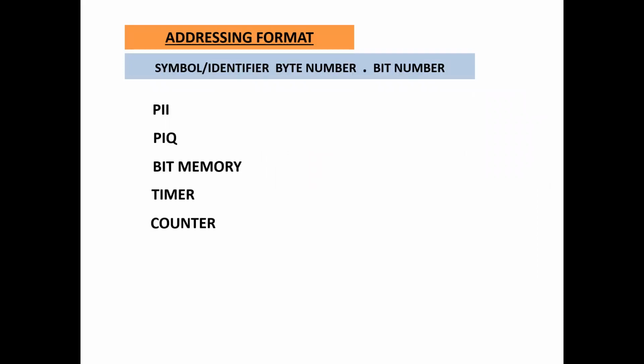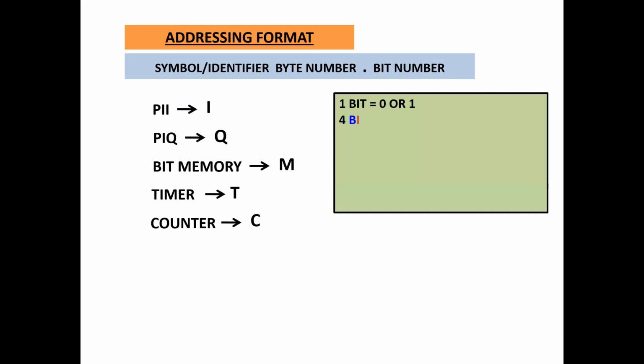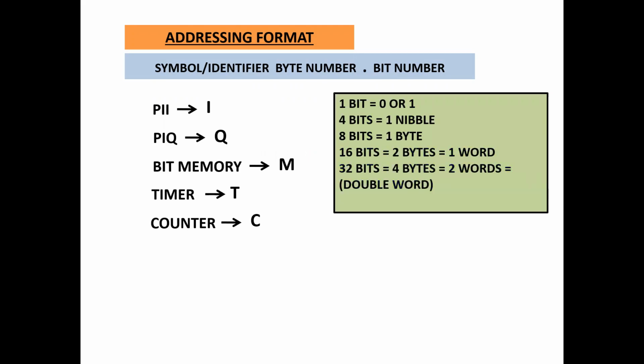Okay, byte number dot bit number order. Here also it has PIA, PIQ memory, and symbols like I, Q, bit memory M, timer, and counter. Okay, just an overview, for your understanding, so that you can easily grasp the software.